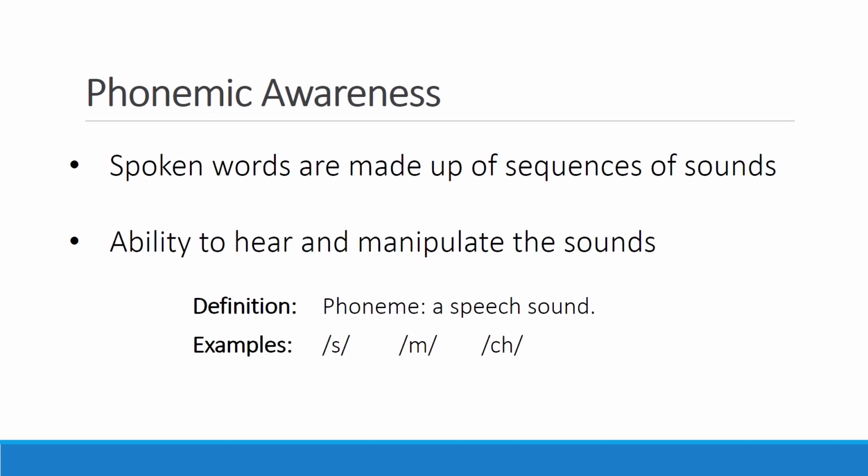Phonemic awareness is the understanding that spoken words are made up of sequences of individual sounds and the ability to hear and manipulate the sounds in spoken words. Phonemes are the smallest unit of language and they have no inherent meaning. Although it is still only oral, phonemic awareness is foundational to reading and writing. It is not phonics, where letters get attached to sounds, but is fundamental to the mapping of speech to print.